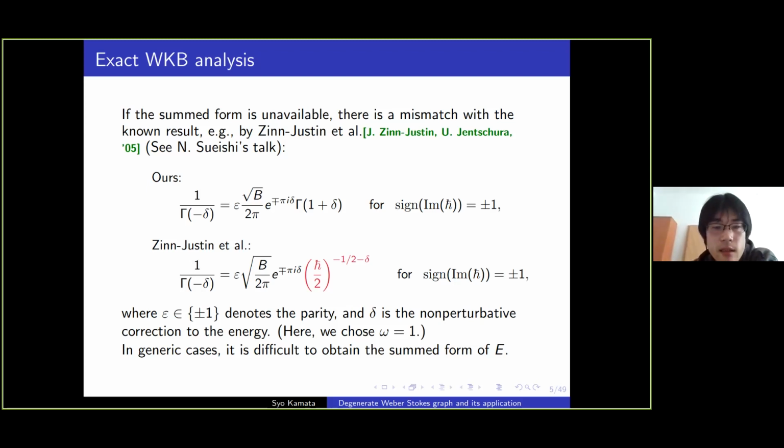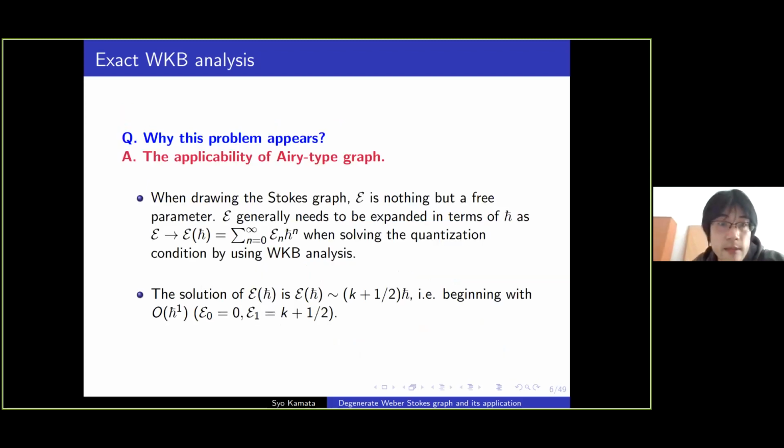But as I said, in general it's very difficult to get that kind of closed form, like a hypergeometric function. So if you want to extend to the higher genus case, one has to fix this problem. The question is why this problem appears. The answer is the applicability of the ARA Stokes graph.